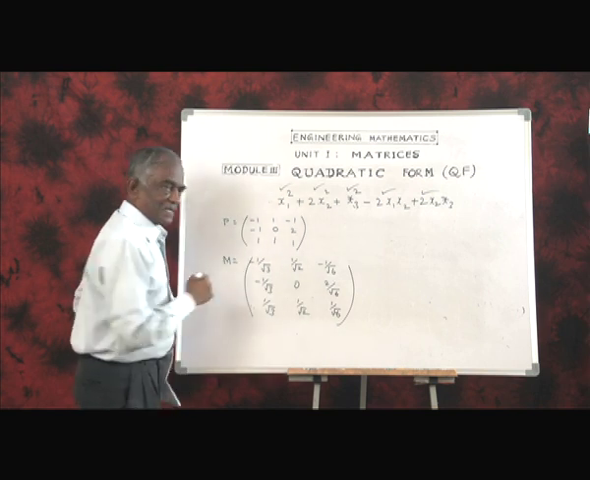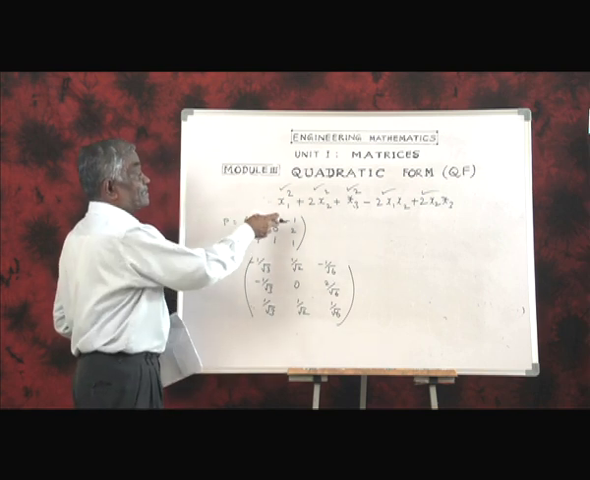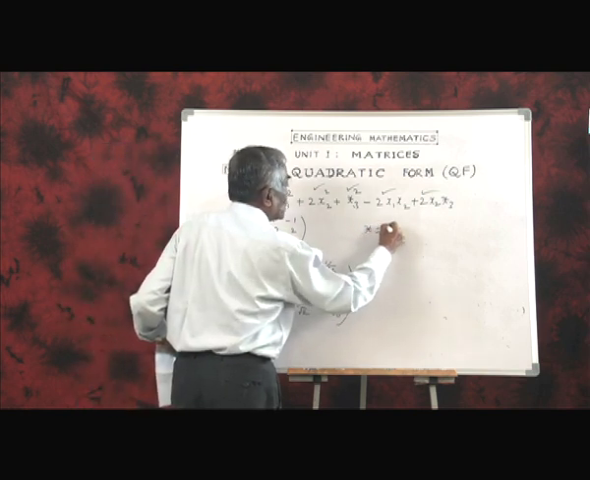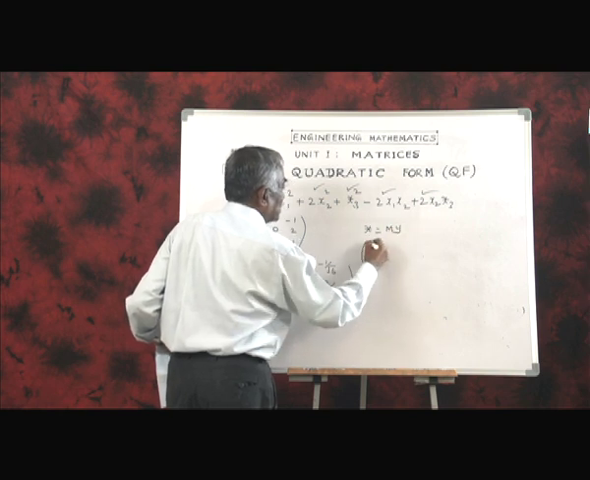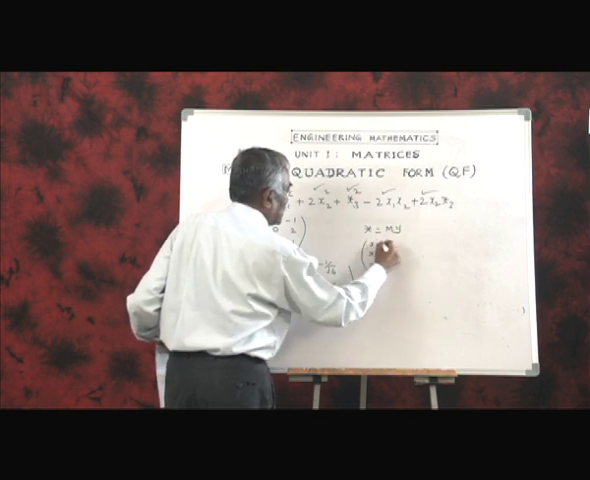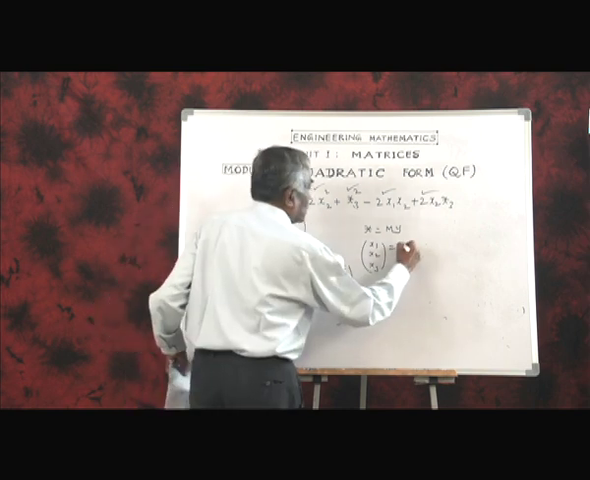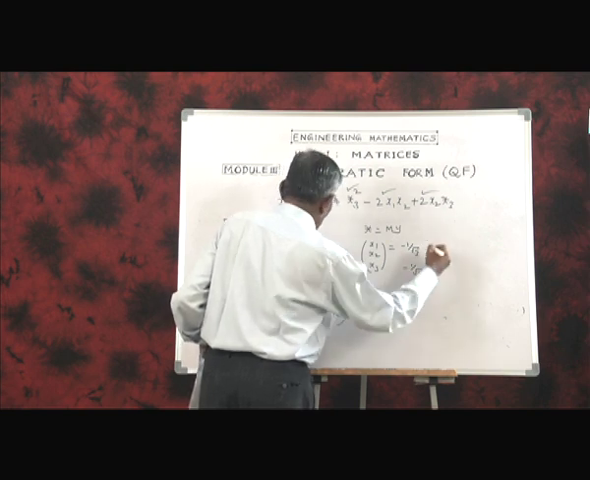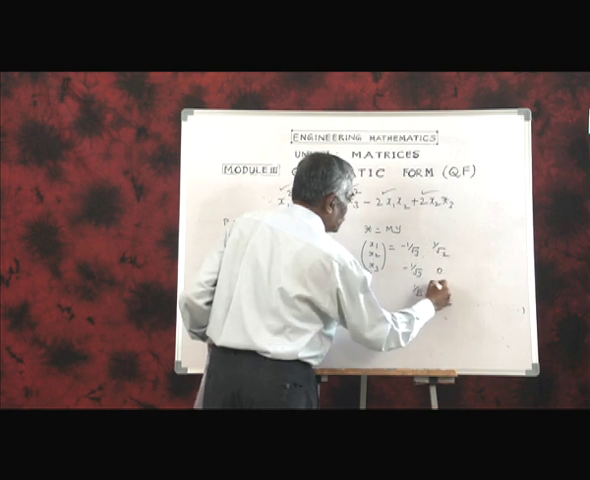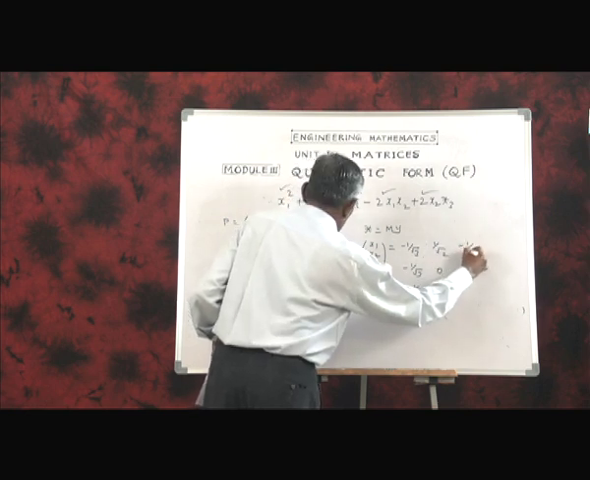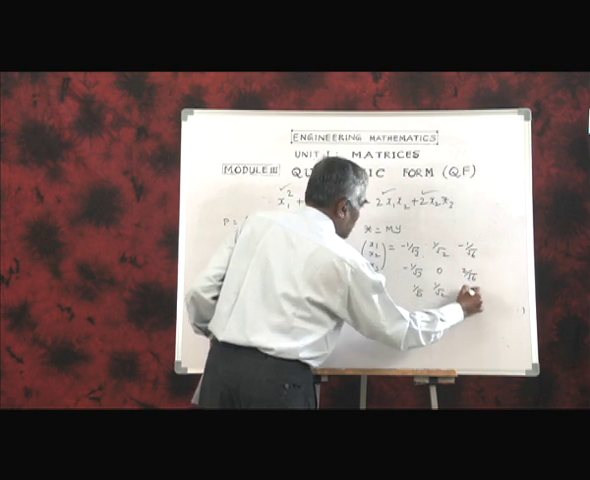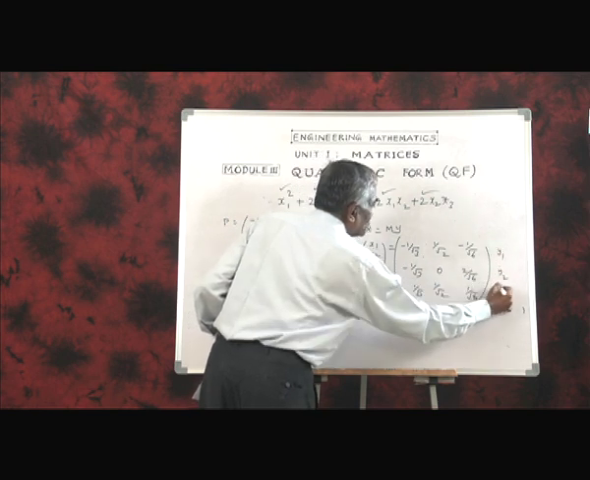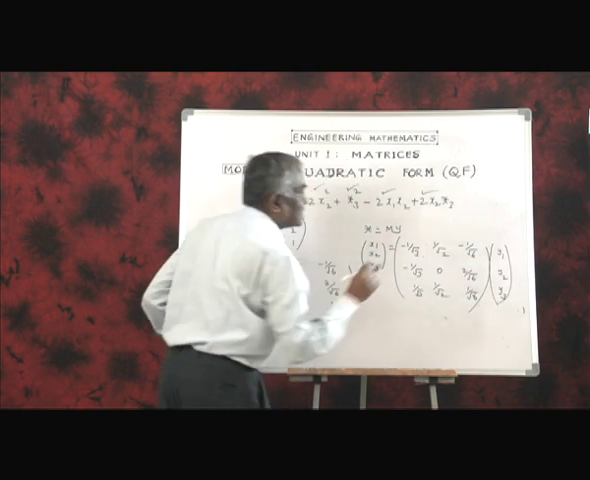So this is called the model matrix. Finally, the relationship between the given quadratic form and the canonical form is given by the transformation x is equal to My. What is the meaning? x1, x2, x3 is equal to this matrix: minus 1 by root 3, minus 1 by root 3, 1 by root 3, then 1 by root 2, 0, 1 by root 2, then minus 1 by root 6, 2 by root 6, 1 by root 6, multiplied by y. Y stands for y1, y2, y3. So therefore this is the transformation.